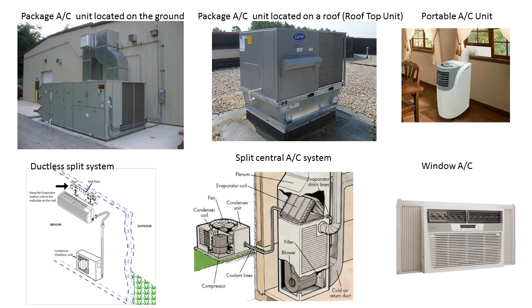The upper right picture is of a residential portable AC unit. They are self-contained units that can be moved around. If you notice in the picture the window vent attached to it, this is how they reject heat to the outdoors. The picture in the bottom left is of a ductless split system.